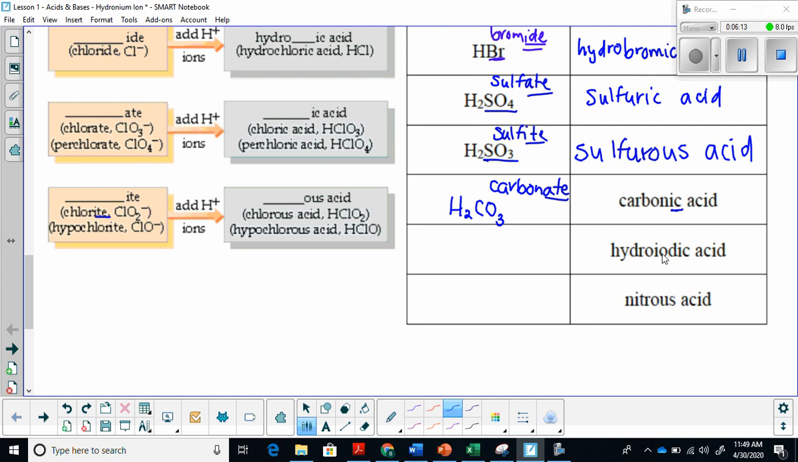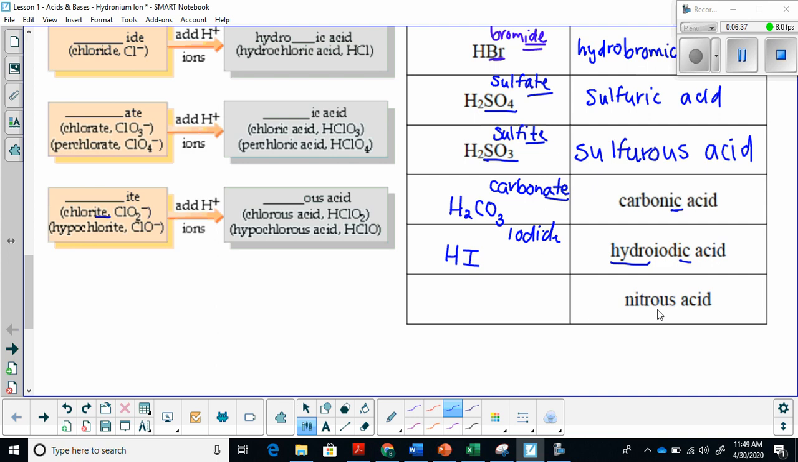Perfect. Here we have hydroiodic acid. So I see hydro, I see ic. That means it is an ion ending in ide, okay? Iodic, that means it's going to be iodine, or sorry, iodide. That's going to be hydrogen attached to an iodide.